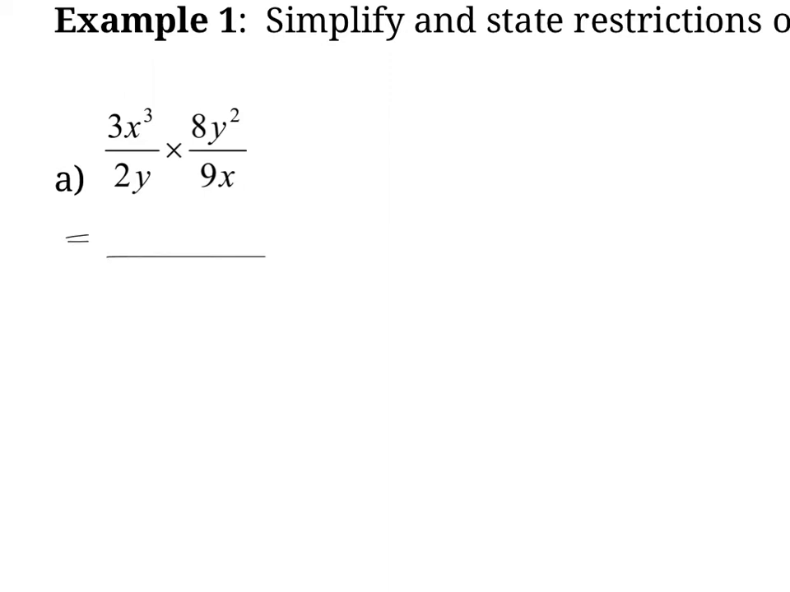So in the numerator, we are going to have 3x cubed times 8y squared. So we can multiply the 3 times the 8. We know that that's just 24. And then we have x cubed and y squared. And in the denominator, we've got 2 times y times 9 times x. So we can simplify the 2 times 9. We know that that's just 18. And then we have an x and a y.